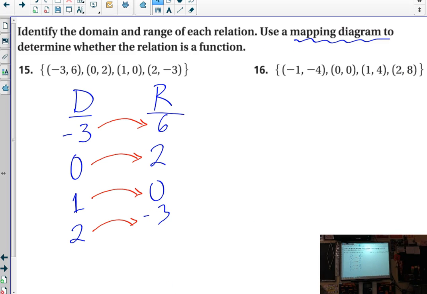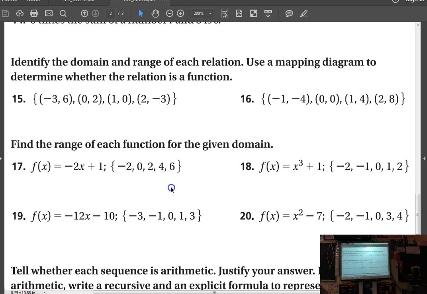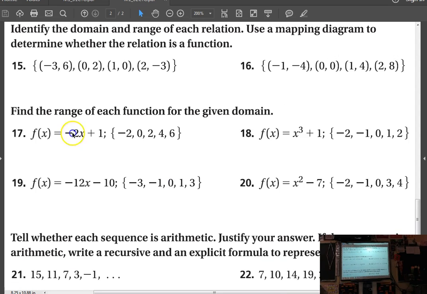(17, 18) or 19, 20. Range is just the possible output values given the domain, so these are the input values. So you're going to generate 5 output values when you input these 5 values.